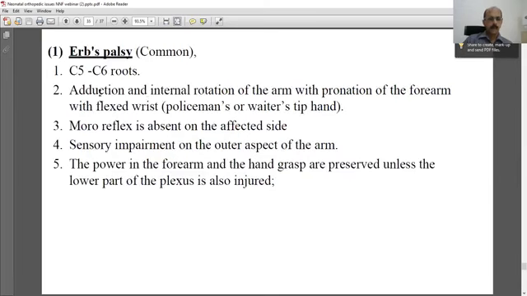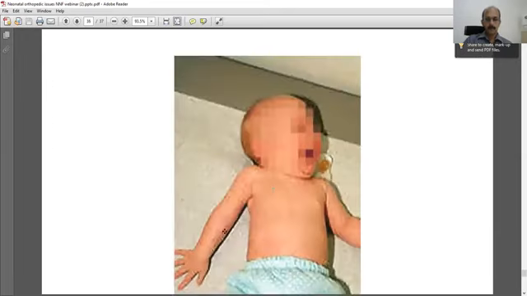And Erb's palsy, C5-6, we know this. And how do we recognize it? Either the porter's tip hand is there or the Moro reflex is absent on the affected side. Sensory impairment would be there if we patiently examine. And the power in the forearm and the hand grasp will be lesser at that time. So this is a typical porter's tip hand.